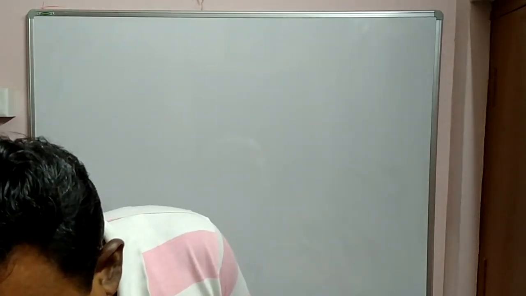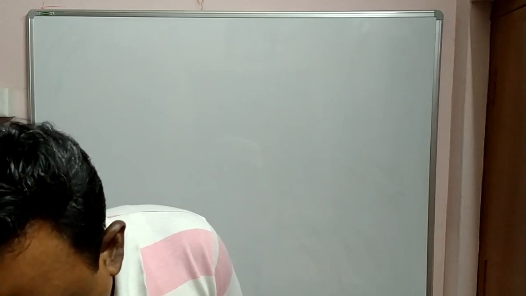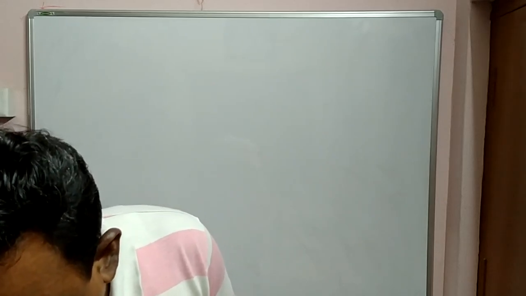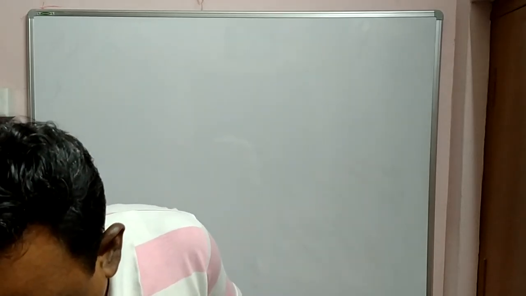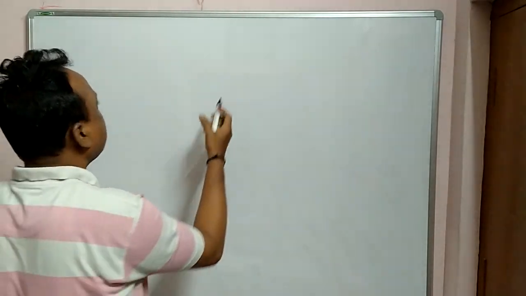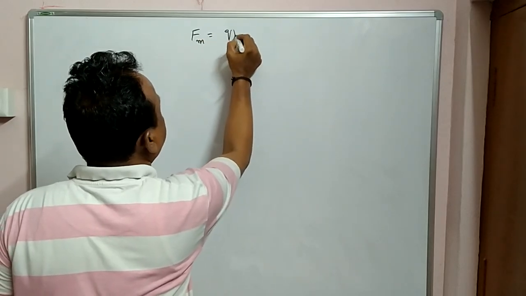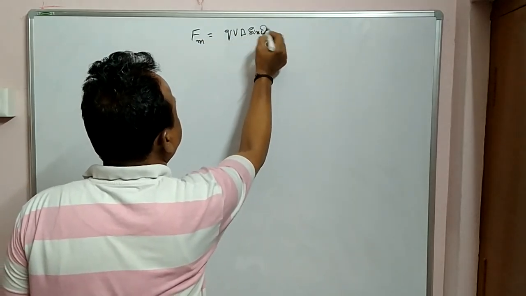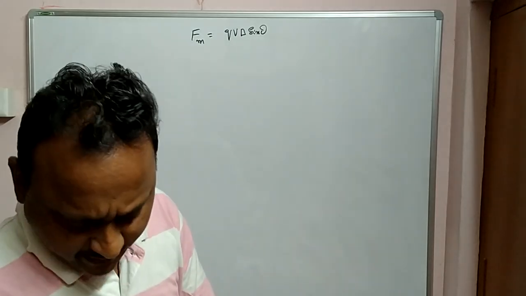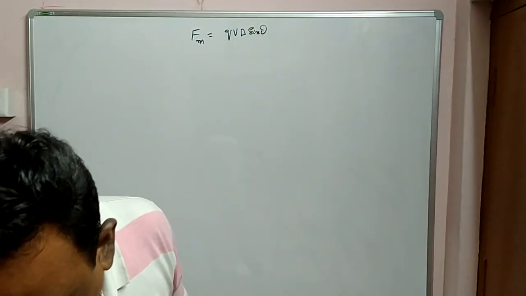Hi friends, in moving charges and magnetism part 1 we discussed various factors, up to the force acting on a moving charge. In part 1 we discussed the magnetic force acting on a moving charge, that is QVB sin theta. Now let us discuss some more things regarding this chapter.